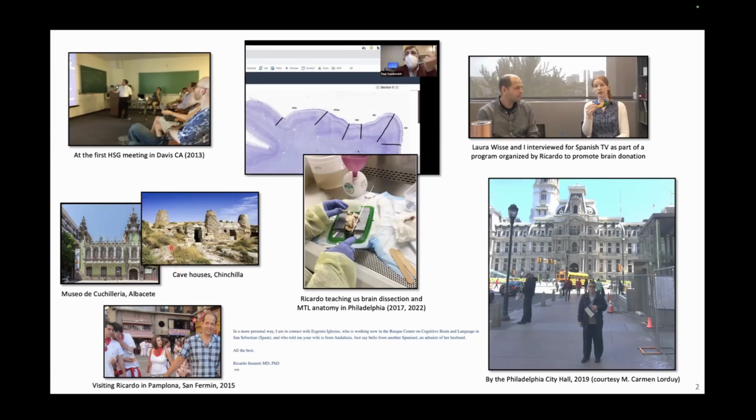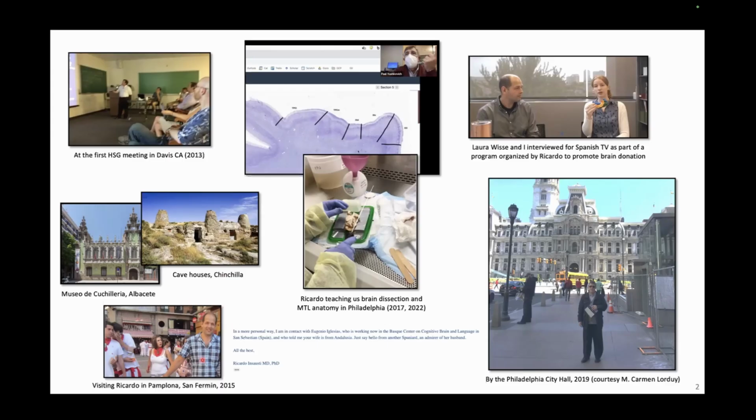Ricardo invited me to Albacete about 2015. Unfortunately, I don't have any pictures with him there, but I got to see the Museo de Cuchillería. He took me to the cave houses in Chinchilla, and we had this very interesting experience just on the first day of visiting him. A lady came up to us and asked if we would take the groceries up to her apartment. And of course, we said yes, let's take the groceries up to her apartment. So on our way to the lab, that's the thing we did.